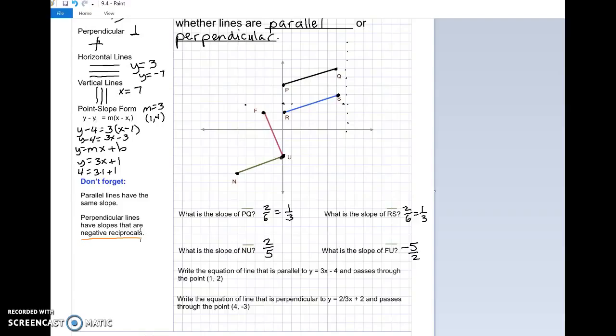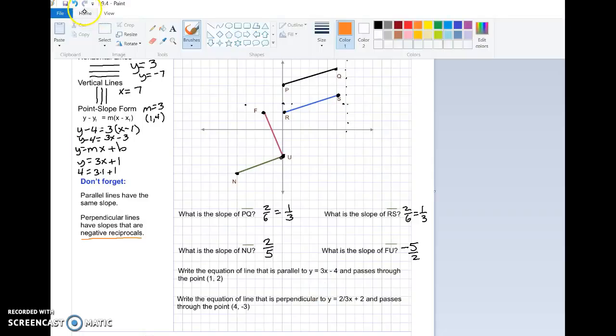Okay, so now let's do a little bit more work with parallel and perpendicular lines, but this time let's see if we can write some equations of lines. So our first question says, write the equation of a line that is parallel to y equals 3x minus 4. And it passes through the point (1, 2). So if we know that the line is parallel to this line, what do we know about the slope of our new line? Because we're going to be writing the equation of a new line.